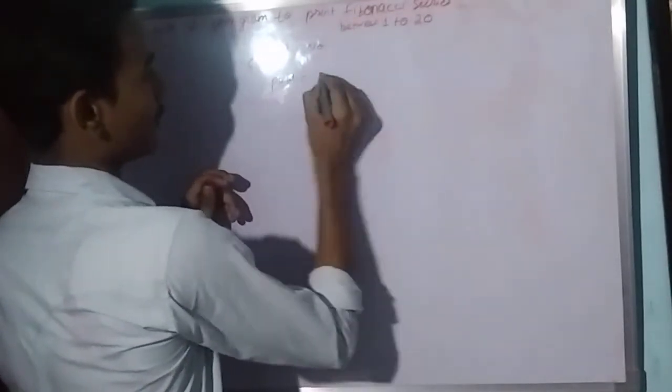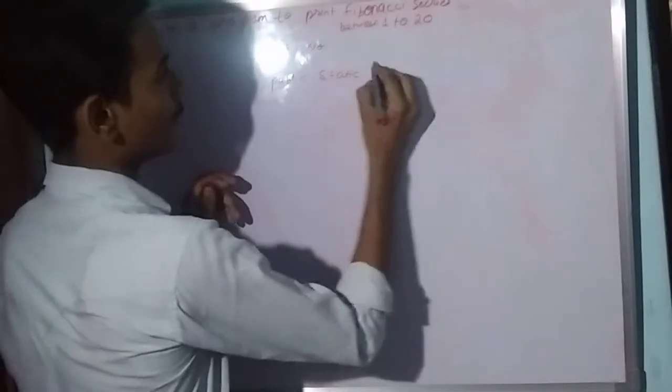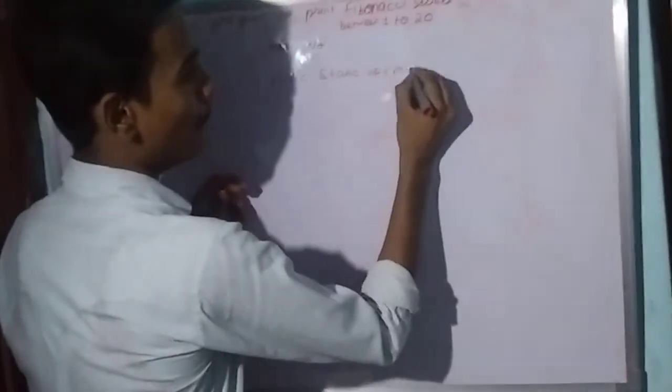Public static void main. As I told in the previous video, public static is not compulsory to write. Public and static are not compulsory. You can directly write void main, bracket.